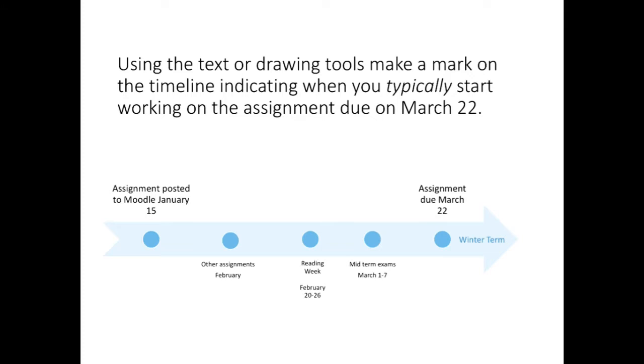So using the tools as part of Collaborate, in the system that we're in right now, where do you think on this timeline you might typically start an assignment that is due on March 22nd? I have background knowledge that you don't have right now, but I'm curious if you can put a line. Oh, good. When would you start? Now, it's assigned on the 15th of January, and it's due on the 22nd of March.